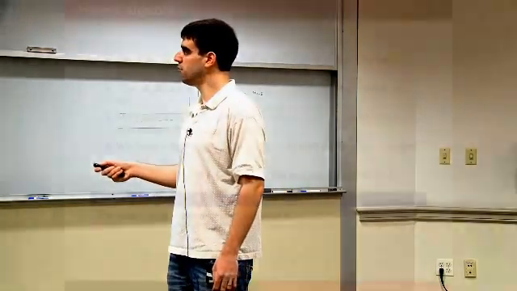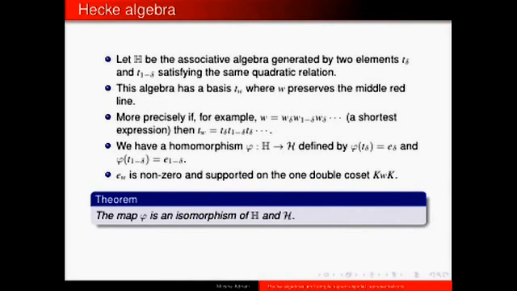So we let H be the associative algebra, this abstract algebra generated by these same types of generators, T delta and T1 minus delta, satisfying the same quadratic relation. Again, this has the same basis as our Hecke algebra. More precisely, if you have some reduced expression, remember W delta is reflection through this vertical hyperplane, W1 minus delta is reflection through this neighboring hyperplane. This is what TW is, just T delta, T1 minus delta, T delta, et cetera, by definition.